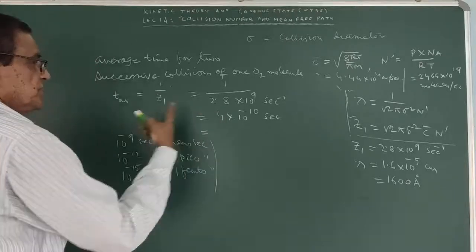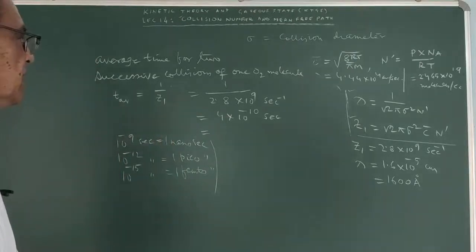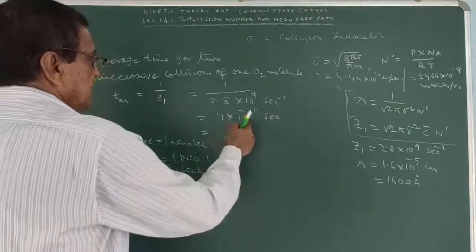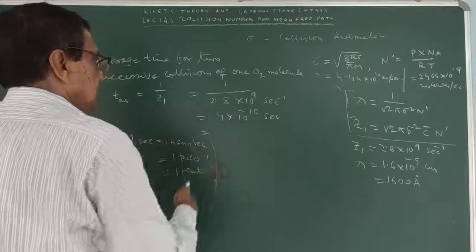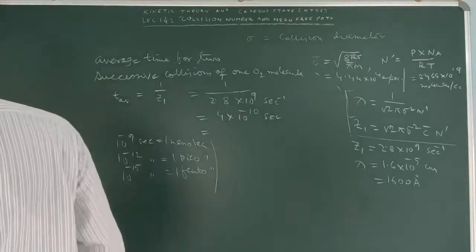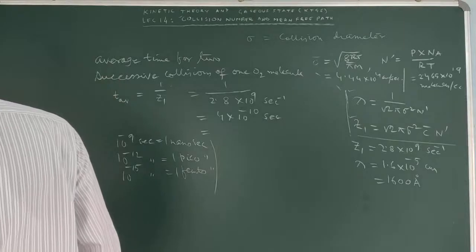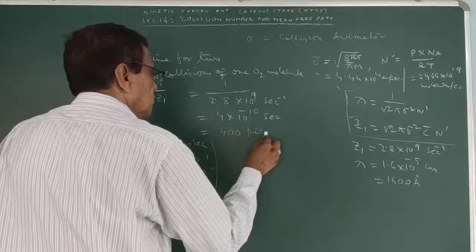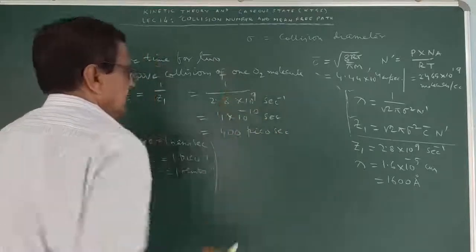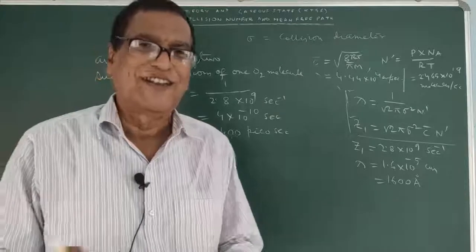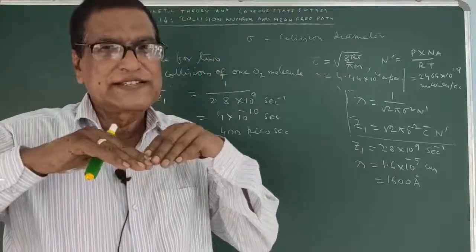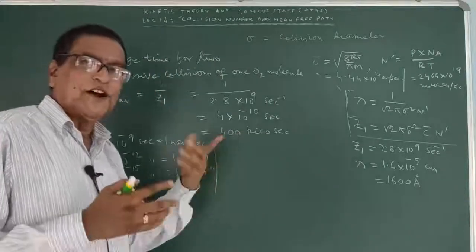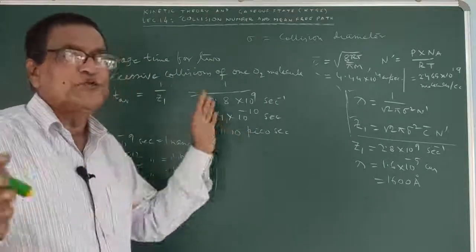So this value, multiplied by 10 to the power divided by 10 to the power 2, will be equal to 400 picoseconds. So the time is very, very small. It means the molecule is getting another collision within this short period of time, 400 picoseconds.